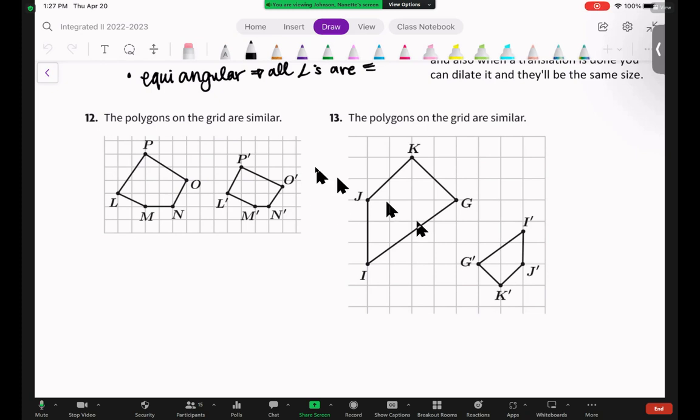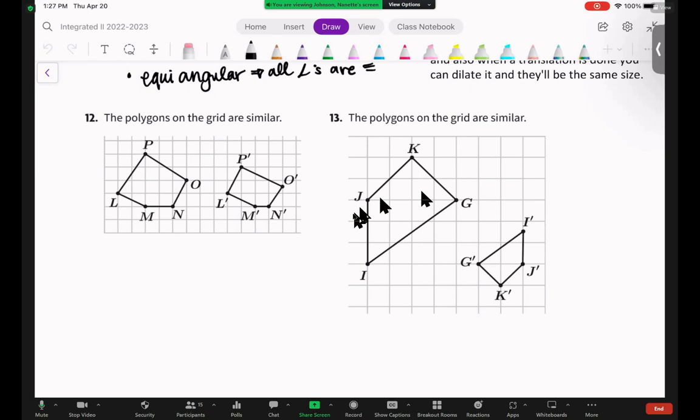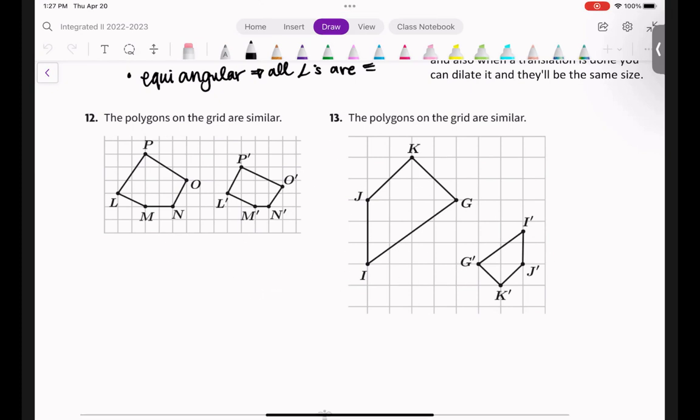Okay, so I want you guys to try these two. Go to your groups and do 12 and 13, and then we'll meet back here and you'll explain to me what you said, yes or no. All right, go to your groups.